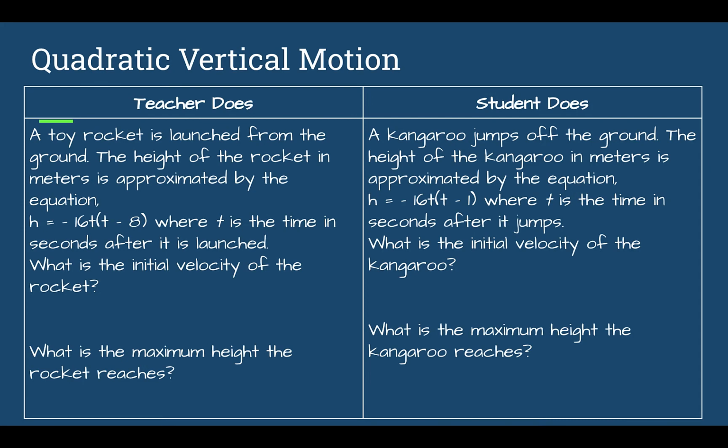Let's look at another example where we want to know some different information. A toy rocket is launched from the ground. The height of the rocket in meters is approximated by the equation negative 16t times the quantity t minus 8, where t is the time in seconds after it's launched. What is the initial velocity of the rocket?